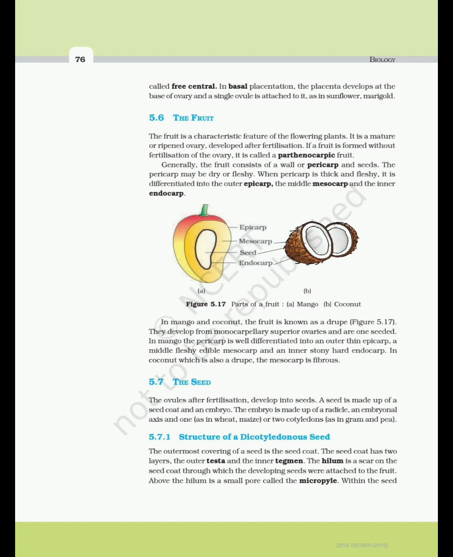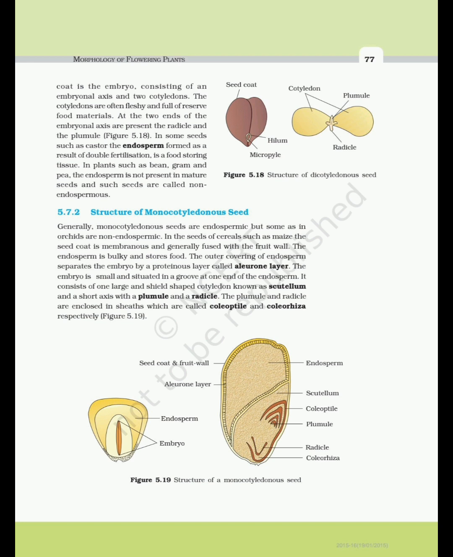5.7.1 Structure of a dicotyledonous seed. The outermost covering of a seed is the seed coat. The seed coat has two layers, the outer testa and the inner tegmen. The hilum is a scar on the seed coat through which the developing seeds were attached to the fruit. Above the hilum is a small pore called the micropyle. Within the seed coat is the embryo, consisting of an embryonal axis and two cotyledons. The cotyledons are often fleshy and full of reserve food materials. At the two ends of the embryonal axis are present the radicle and the plumule, figure 5.18.